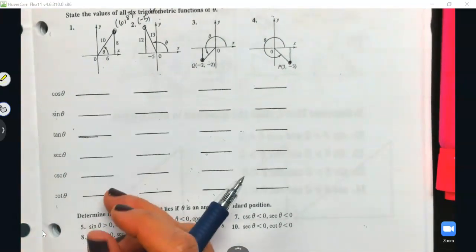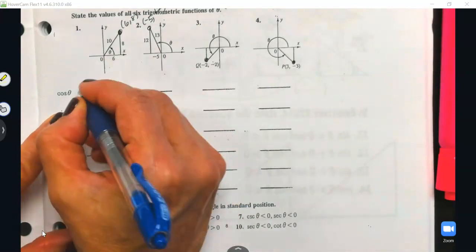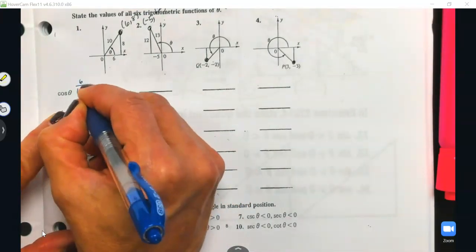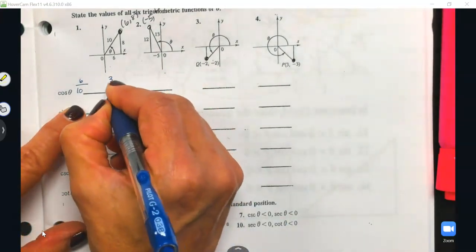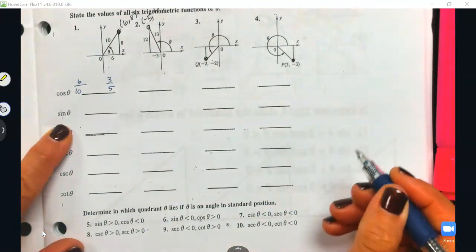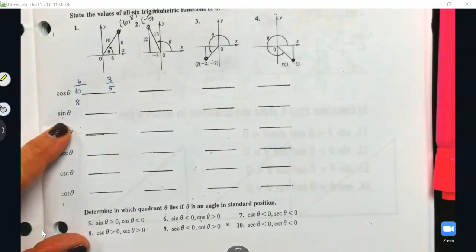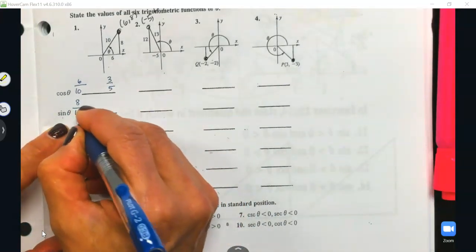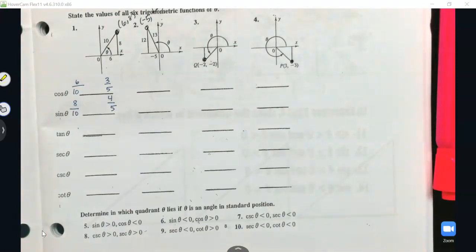Okay. So we are just going to find these trig ratios. Remember, cosine is always x over r. So cosine is going to be 6 over 10, but we are simplifying that. You have to simplify everything. So let's write 3 over 5. Sine is your y value, your y coordinate, 8 over 10. That's going to be 4 over 5.